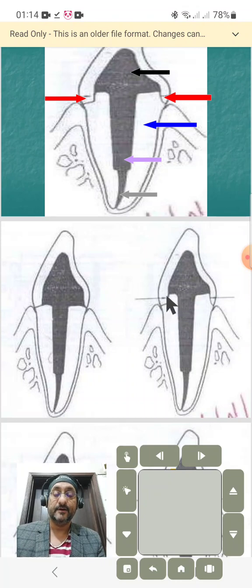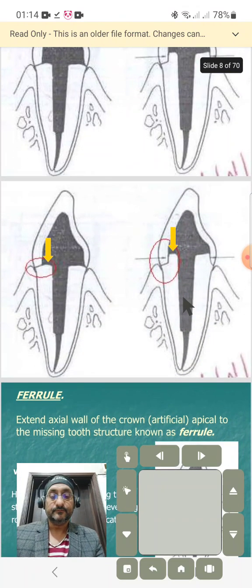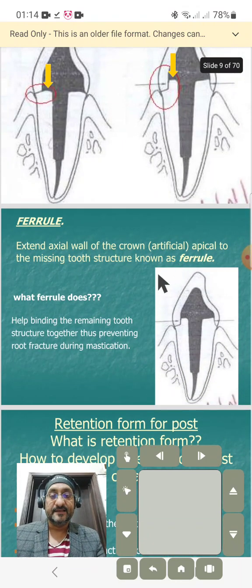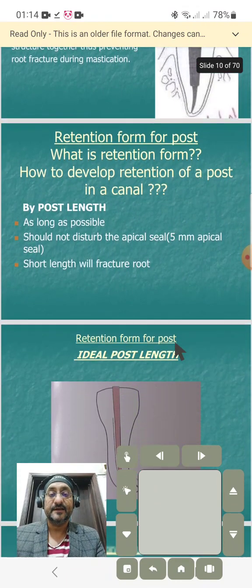So it is basically a three-dimensional figure, so it will be all around. The ferrule is basically a metal collar around the tooth, which basically protects against root fracture. Here you can see more easily. Here the crown is just seating, here the crown is encircling the dentine. So ferrule is the axial extent of the wall of the artificial crown, applicable to the remaining root structure. Ferrule basically helps in binding the remaining tooth structure together, thus preventing root fracture during mastication.